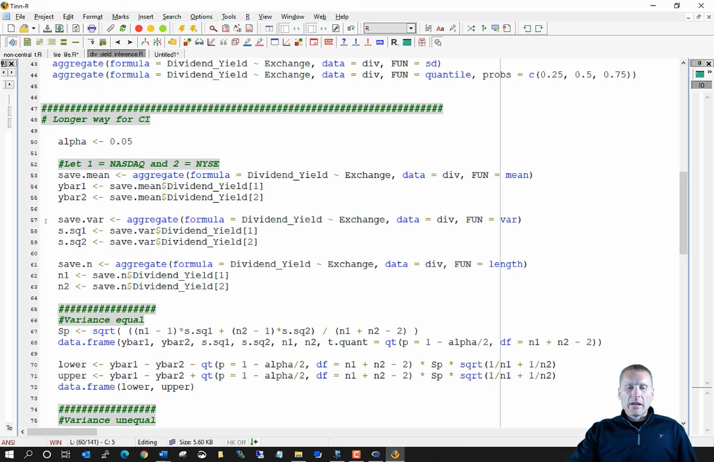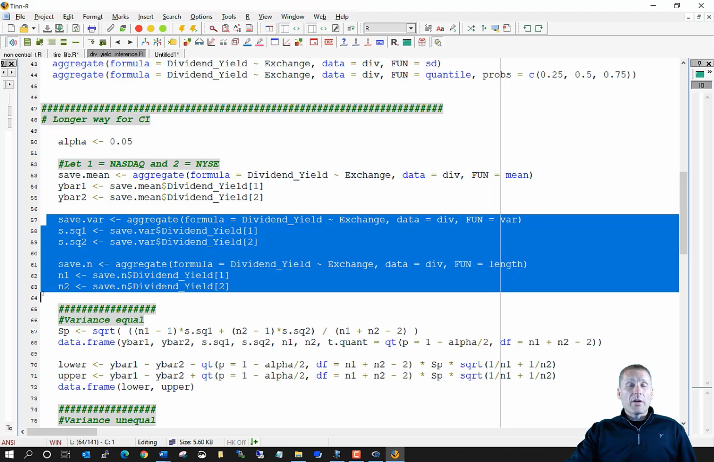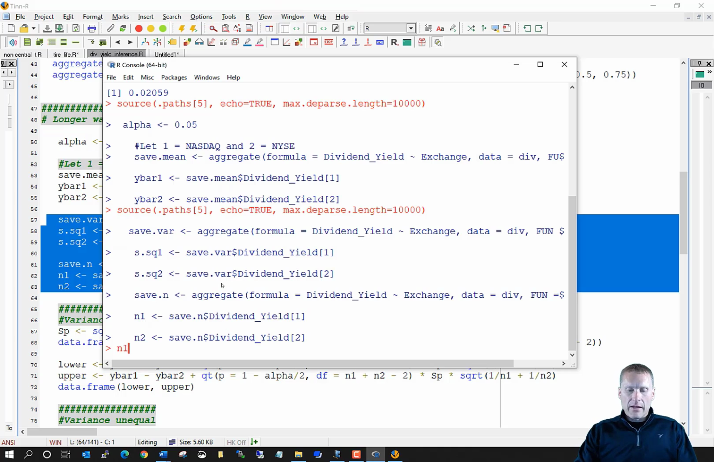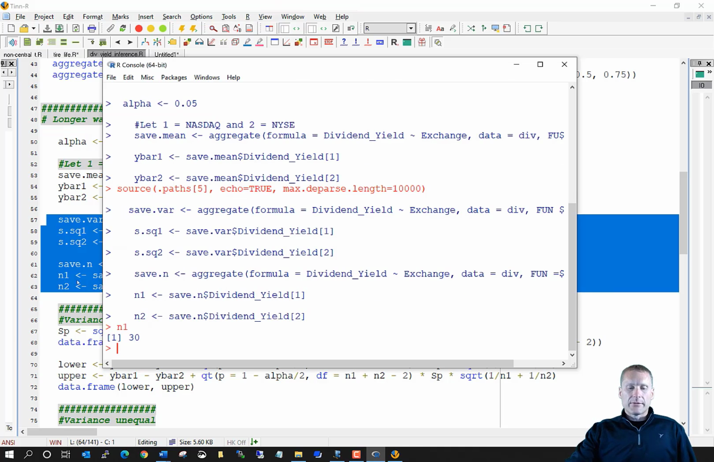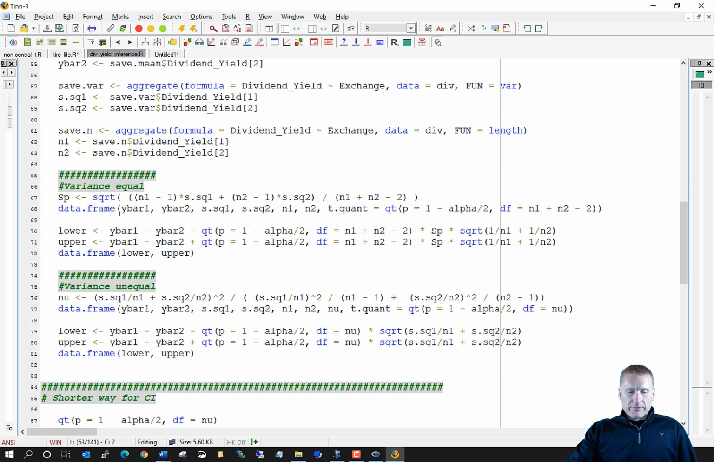We're going to do exactly the same thing with the sample variances, and the same thing with the sample sizes. To do the sample sizes, notice what function I use? Length. So n1 should be 30. In fact, it is.